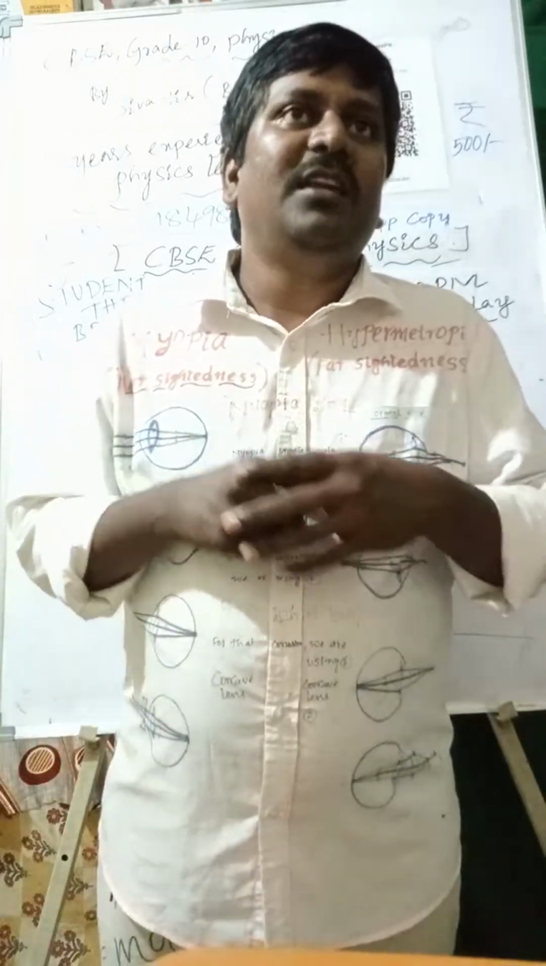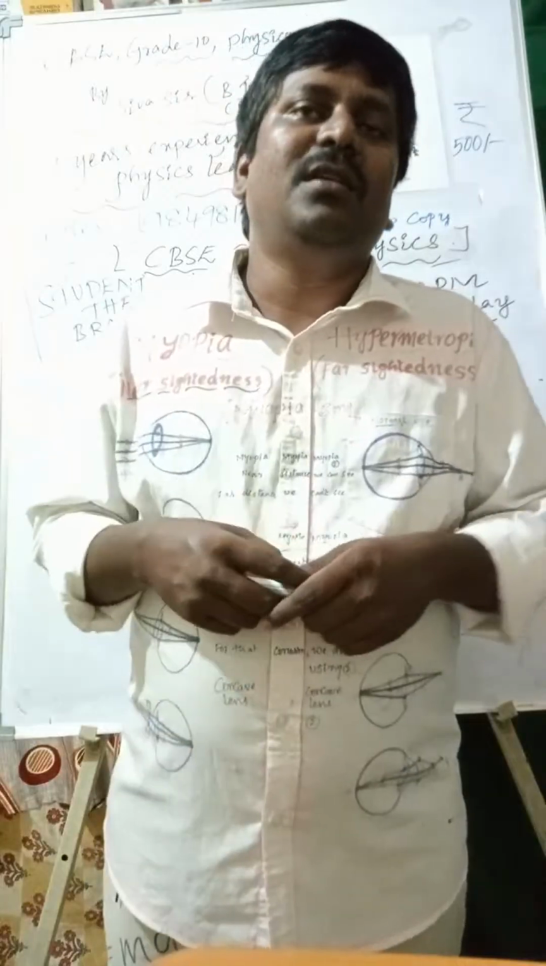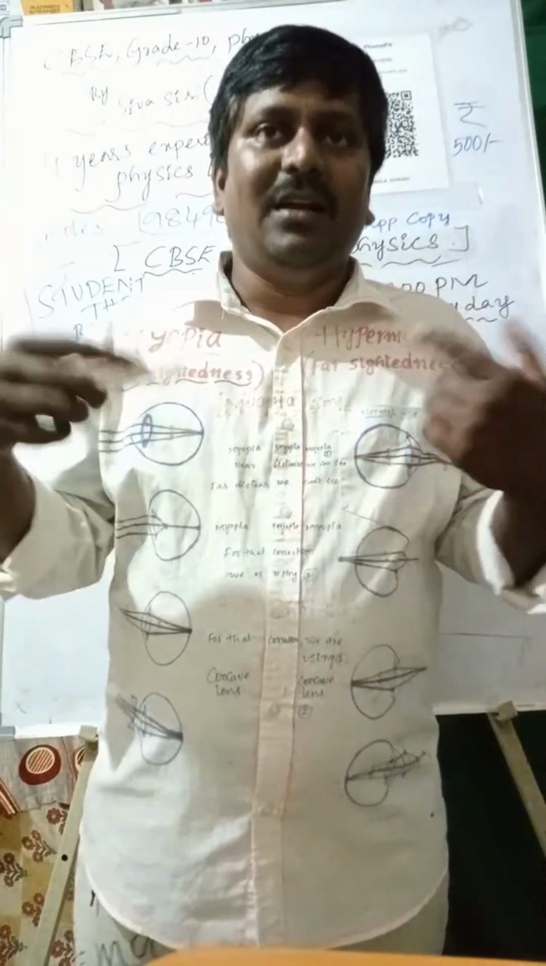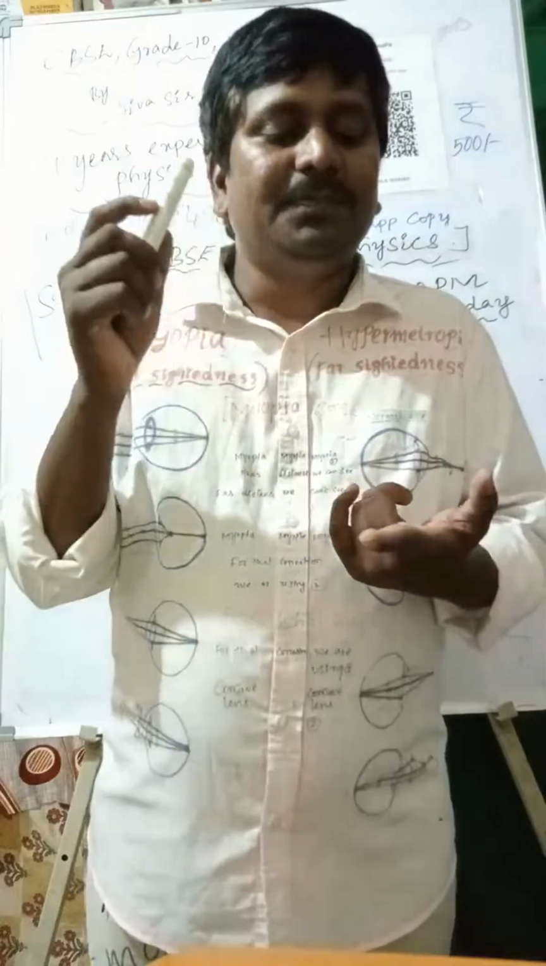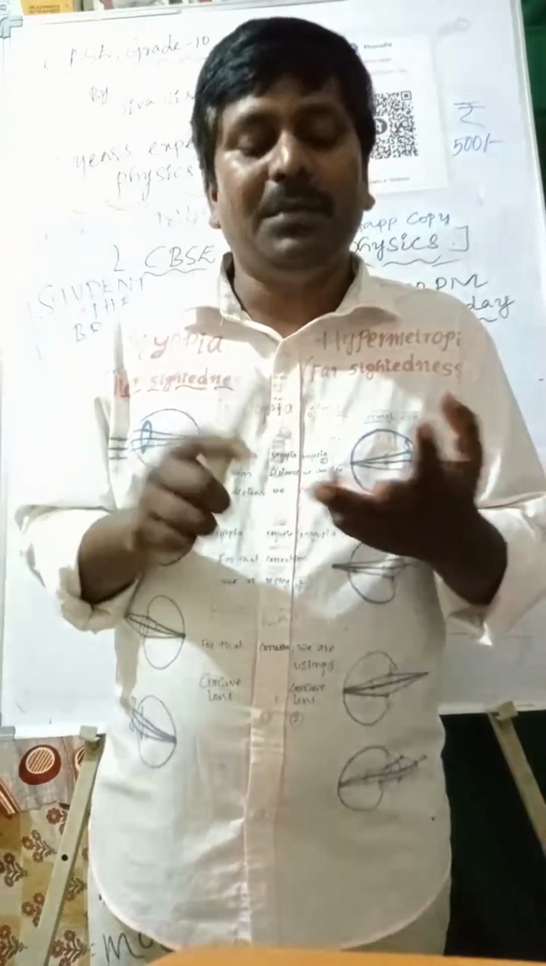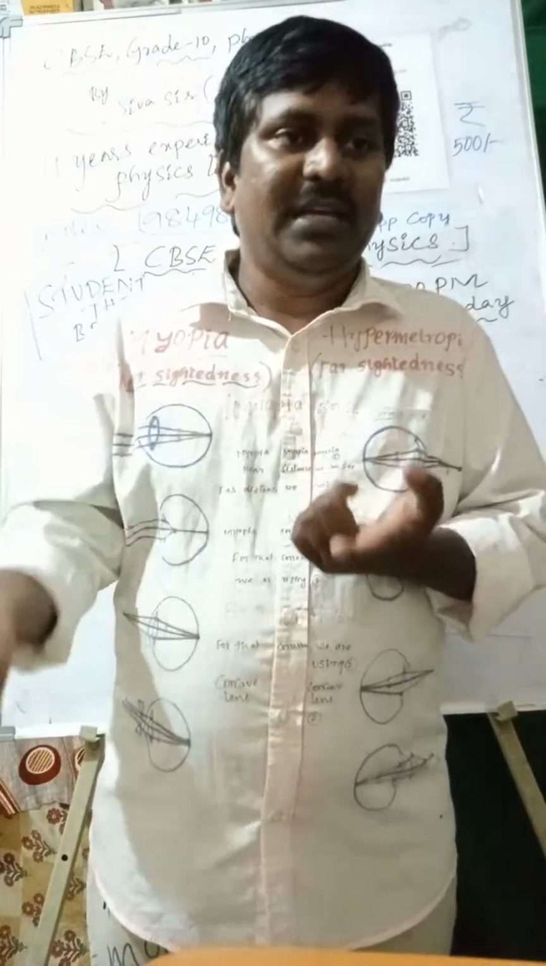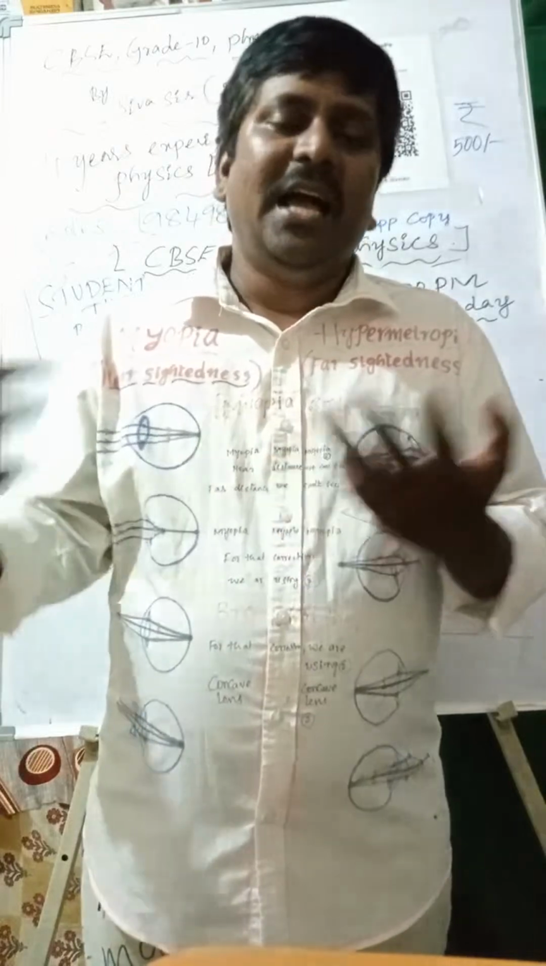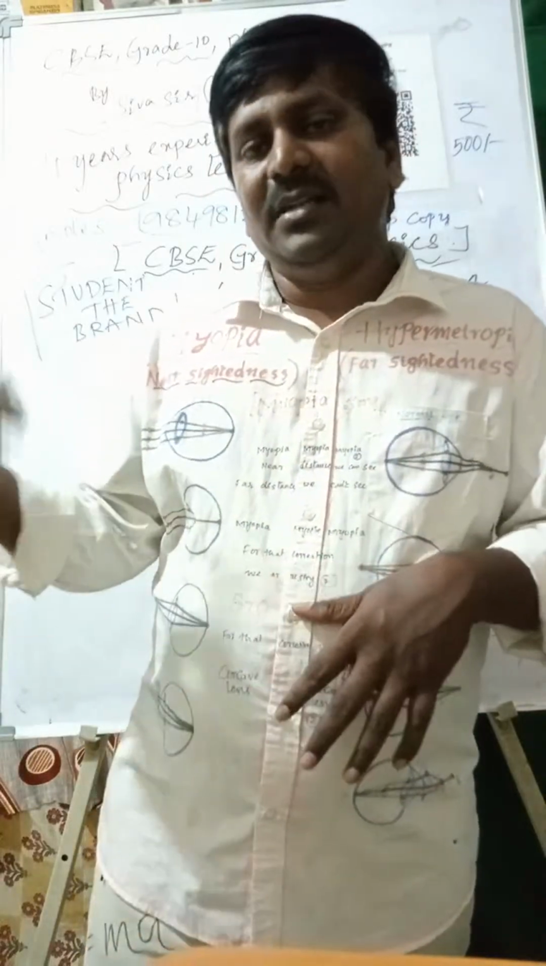There are three refractive defects according to our textbook, though a few more exist. Mainly we'll discuss myopia, hypermetropia, presbyopia. Myopia: we can see near, we can't see far. Hypermetropia: we can see far, we can't see near.